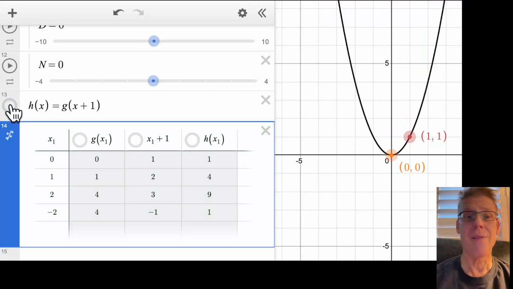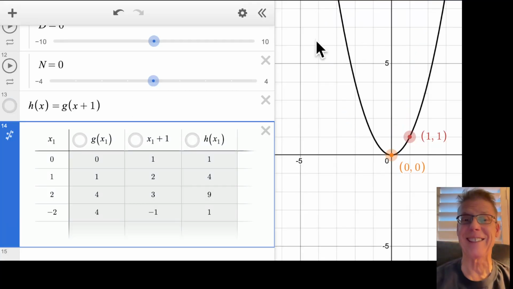And turn everything off but the original function. So here's y equals g of x. So y equals x squared, and great, I'll put those dots on there. But what we see is, before I square things, I add 1 to the input.